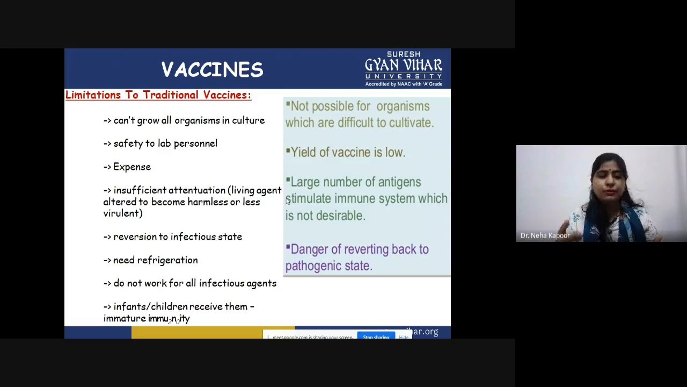For the traditional vaccines, you need refrigeration, and in the case of all infectious antigens, all infectious agents, it was sometimes not working. The yield of vaccines from the traditional procedures was quite low as compared to the modern system. Also, a large number of antigens stimulate the immune system, which is not desirable, because we are using whole cells. We are growing them in animals, then injecting whole cell material. In that case, there can be many antigenic determinants that can activate the immune system in an adverse manner also. So those were the major limitations.